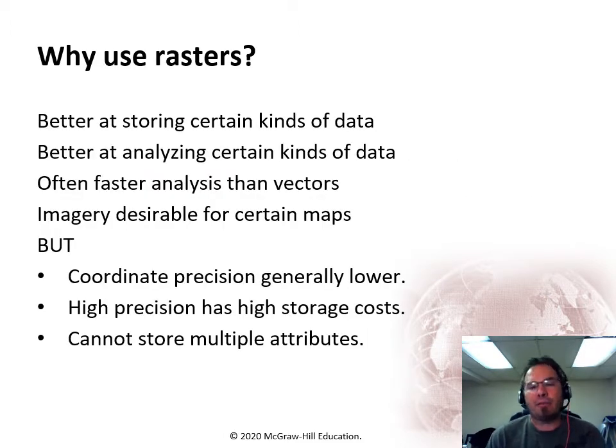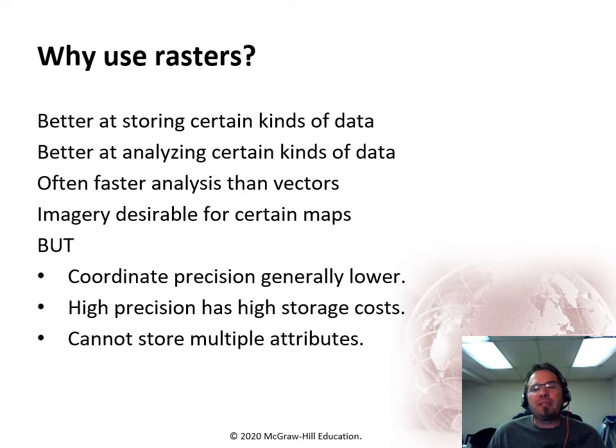So why use rasters? Why can't you just use vectors for everything? Well, technically you probably could, but there are reasons why rasters are just easier to use. They're better at storing certain kinds of data, for example, any continuous surface, like elevation or precipitation. So that's why you would use rasters. The analysis is often faster than vectors. There are some trade-offs though. However, you don't get the coordinate precision that you would with vectors because there's a mathematical formula, so to speak, for where to put everything on a map.